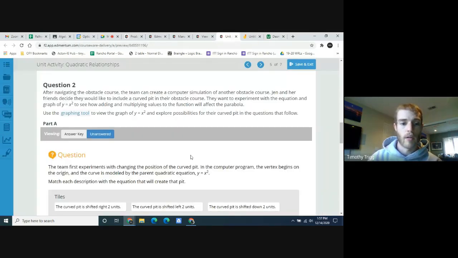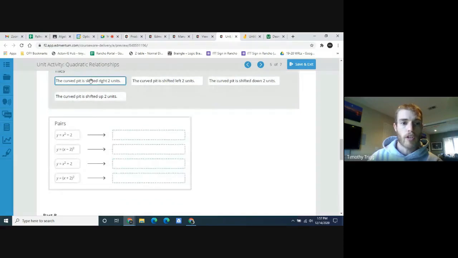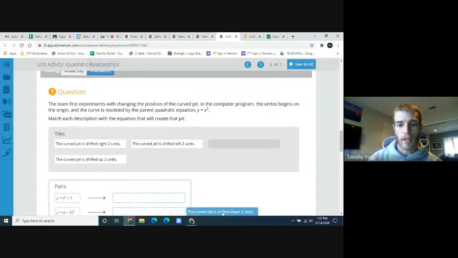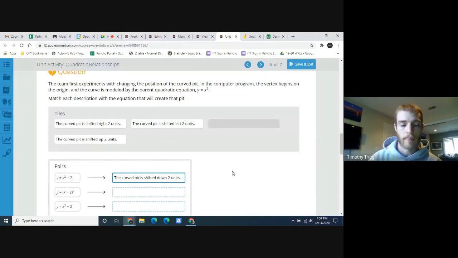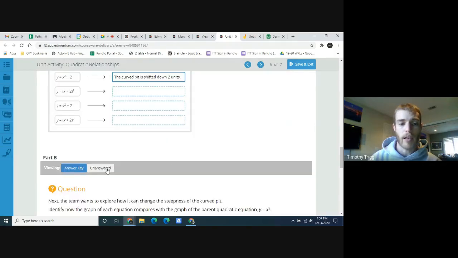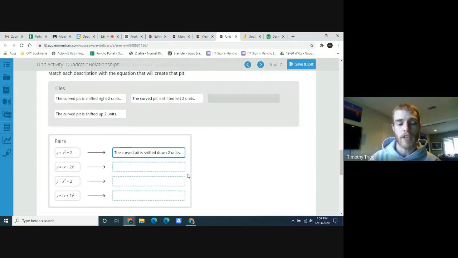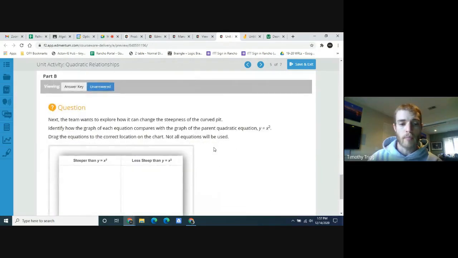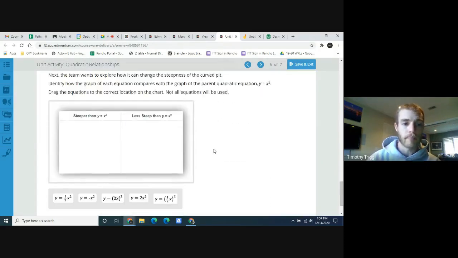From here, what we're going to do is drag these to the correct answers. So in this one, x squared -2, that's going to shift the graph down 2. So I'm going to shift down 2, like that. Drag and drop the rest of these into the correct spots. So go ahead and pause the video and finish that, and then we'll be talking about the next one.